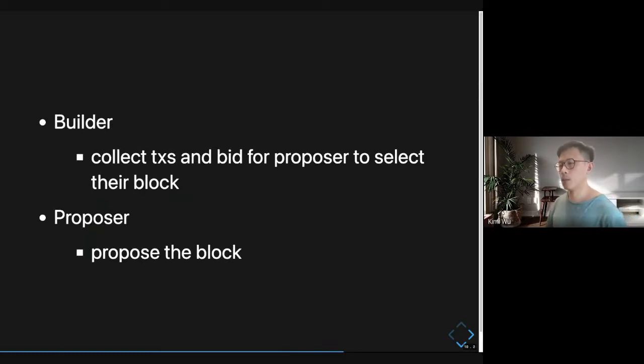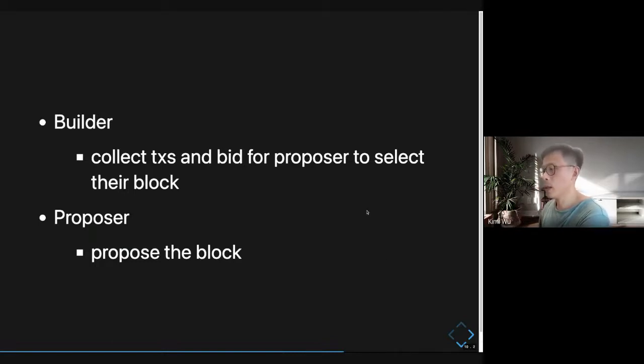The idea is to separate the tasks into different roles. So first is builder. Builder is to collect transactions, reorder, and extract MEV as much as possible, and then bid for the proposer to select the block. And the proposer is easy, just propose the block. Basically, the proposer chooses the highest bid and proposes. So the proposer can get the money from the bid. So this is the idea.